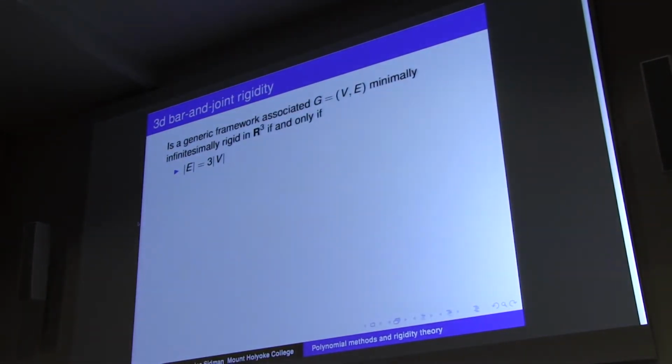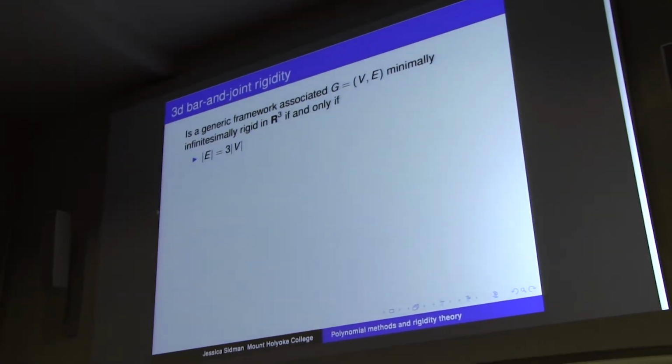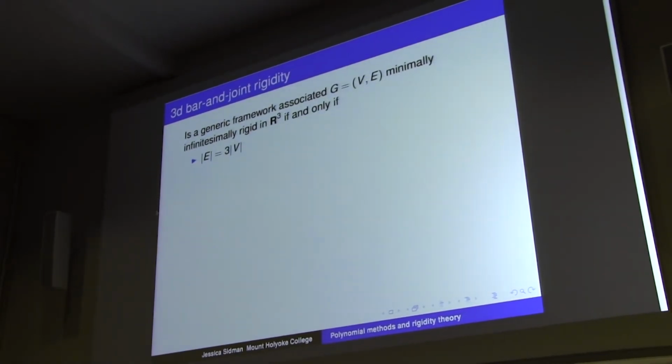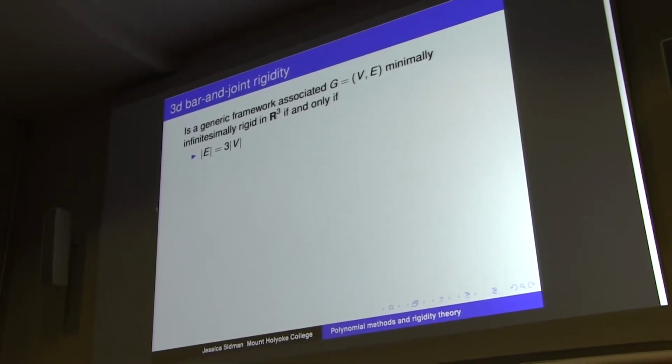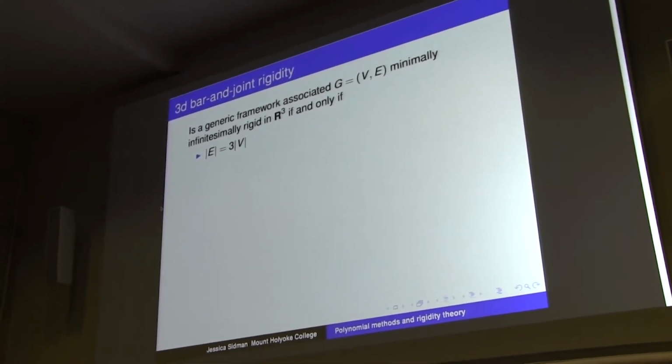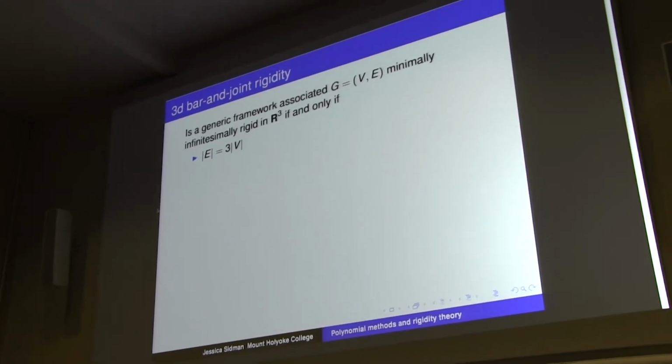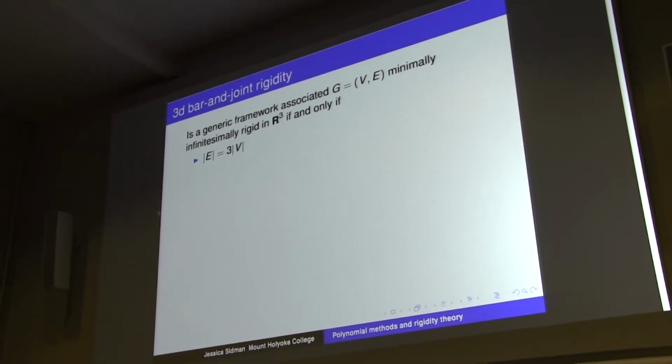Okay, so we have this beautiful theorem of Lemon, Polachek, Geringer in the plane, giving us a complete combinatorial characterization of minimal generic infinitesimal rigidity in the plane. And so the natural question to ask is, well, does this generalize to 3 space? And this is where sort of the big money is, because you can imagine proteins folding and all sorts of things in 3 space where you want to know, are they rigid or flexible? Okay, so let's think about what we might expect.